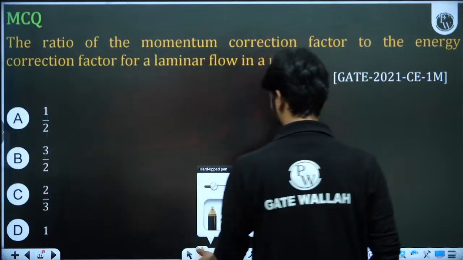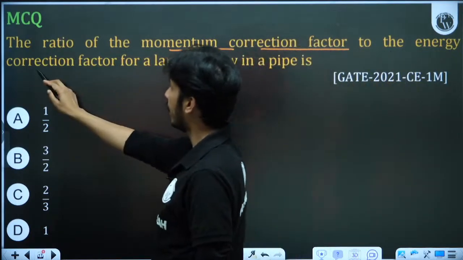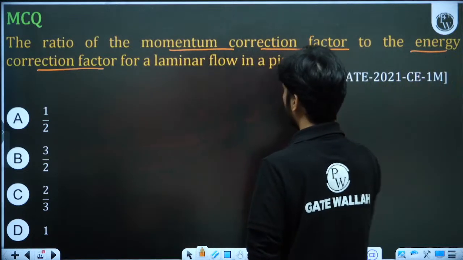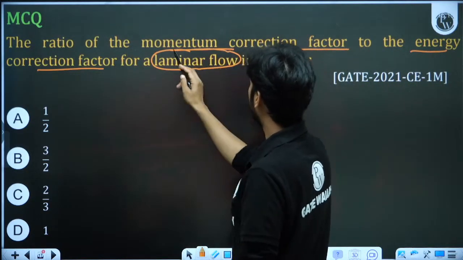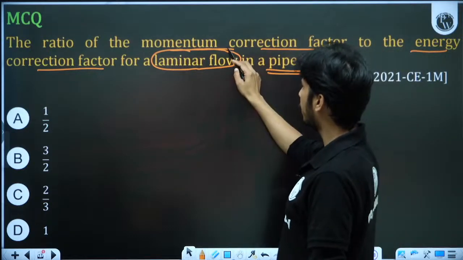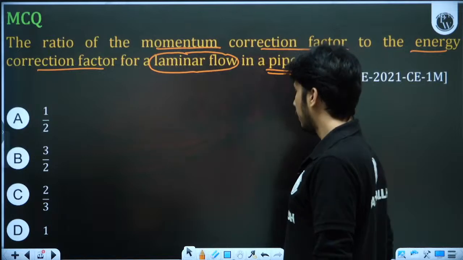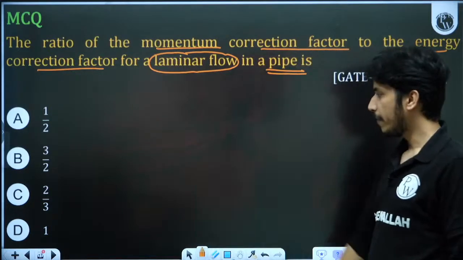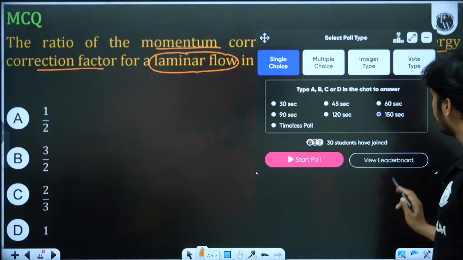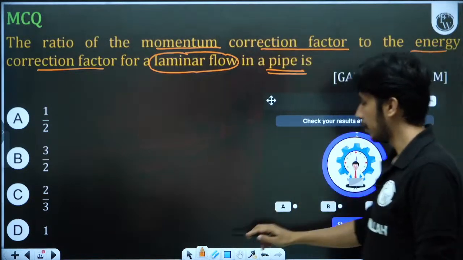The ratio of momentum correction factor to the energy correction factor, meaning kinetic energy correction factor, for laminar flow in pipe. Options: 1 by 2, 3 by 2, 2 by 3, 1. I'm giving you only 60 seconds because this is a 1 mark question. You can also do this.